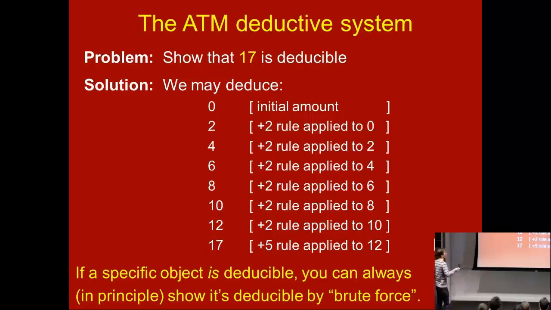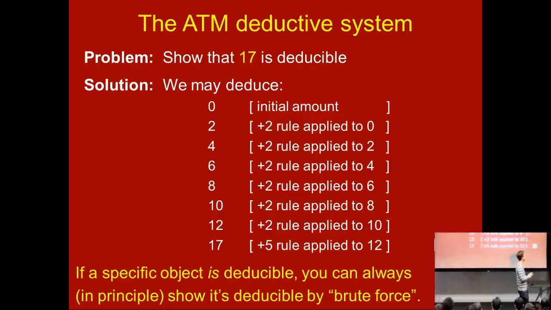Anyway, here I did it by going 2, 4, 6, 8, 10, 12, and then I was like, oh, I'm going to need to get to the odds. 17. OK. So far, so good.